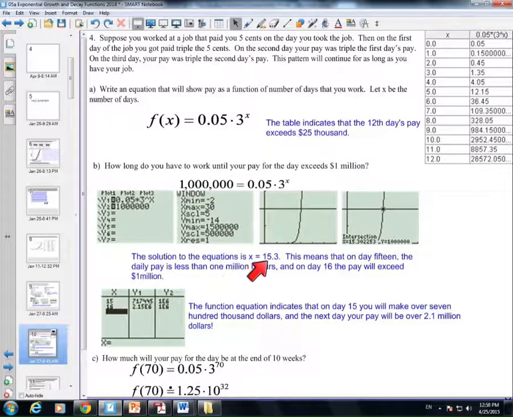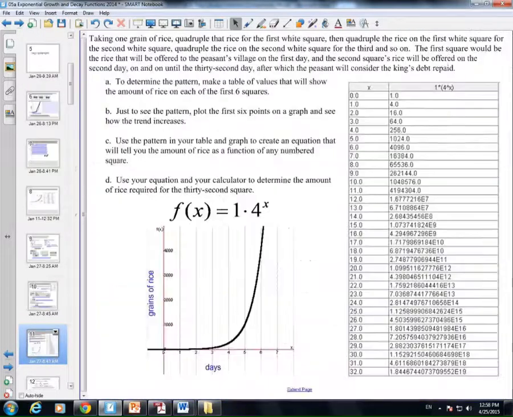In fact, the 15th day will be under $1 million, so on the 16th day there will be over $1 million in pay. And as a matter of fact, on the 16th day it turns out to be $2.1 million, when the day before it was only $700,000. So we're getting pretty wealthy pretty fast. In fact, if we worked at this for 10 weeks, we would have 3 to the 70th power, which gives me 1.25 times 10 to the 32nd power. That's a number too big for me to even fathom. So I guess we would break the economy then.